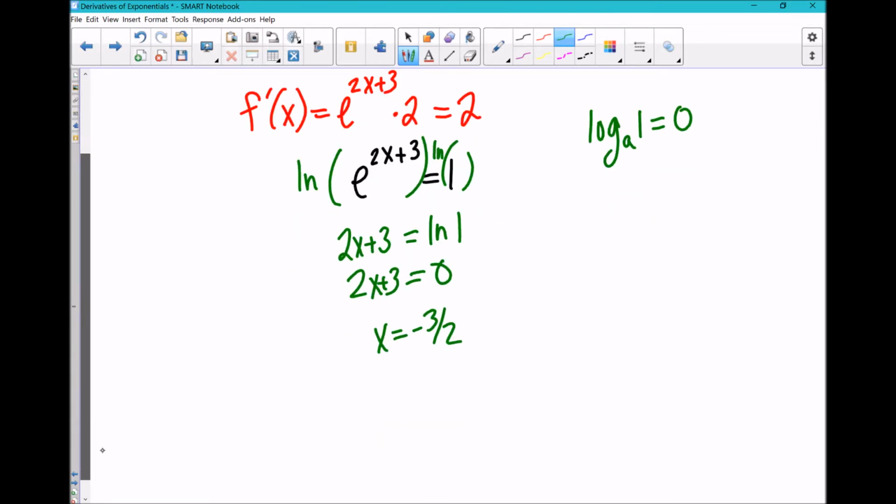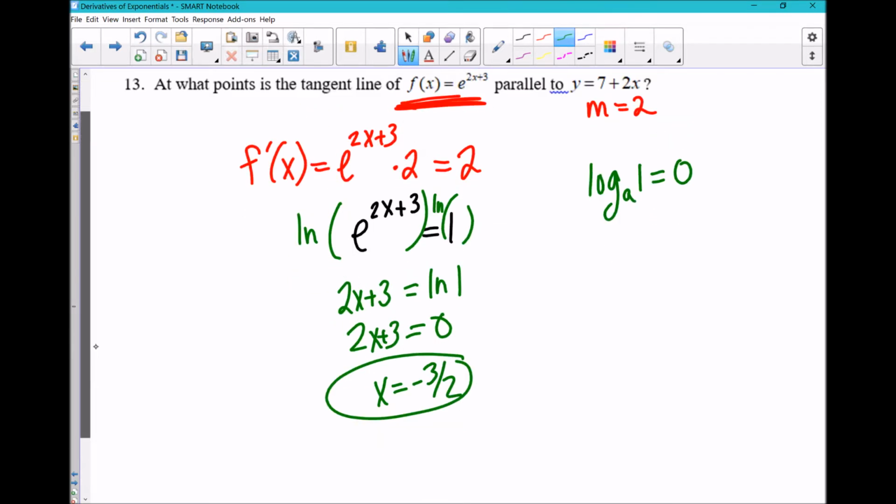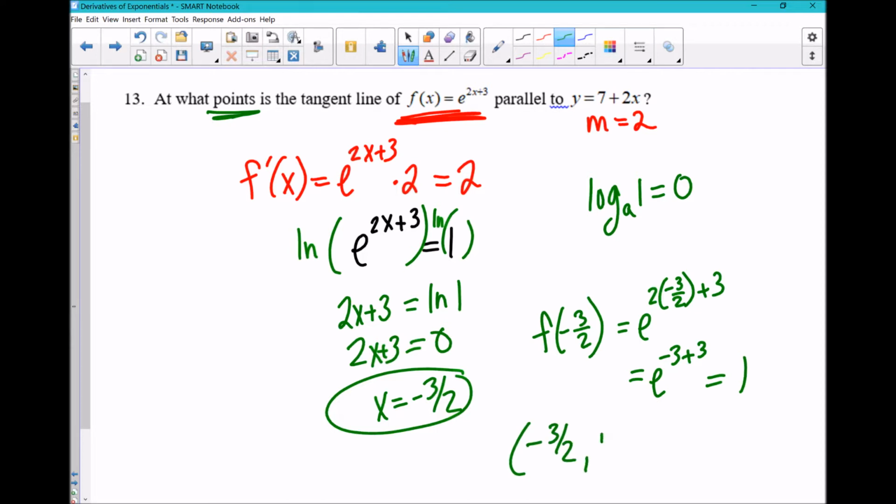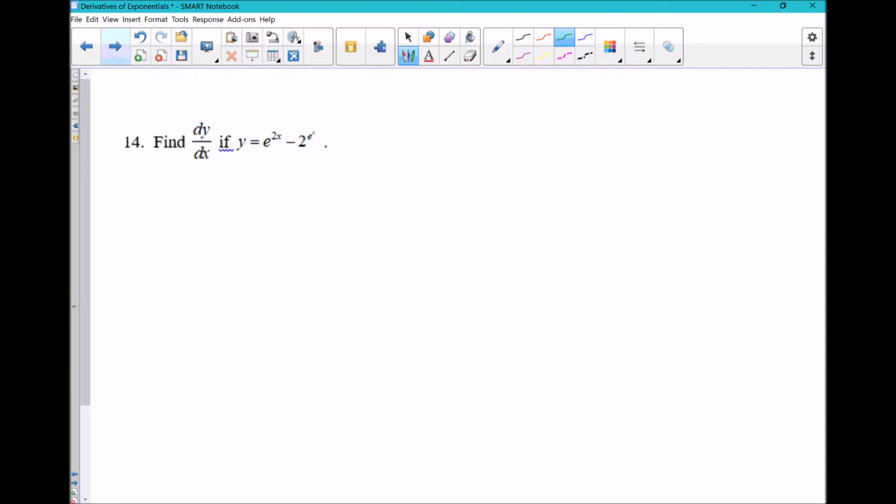Okay. Now, this just gives us our x value. If we do need to find our y value, because it says at what point, we plug negative 3/2 back in. It'd be e to the 2 times negative 3/2 plus 3. So this would be e to the negative 3 plus 3, which is e to the 0, which is 1. So our point would be negative 3/2 comma 1. It just depends on whether you are only looking for the x value or the overall point.